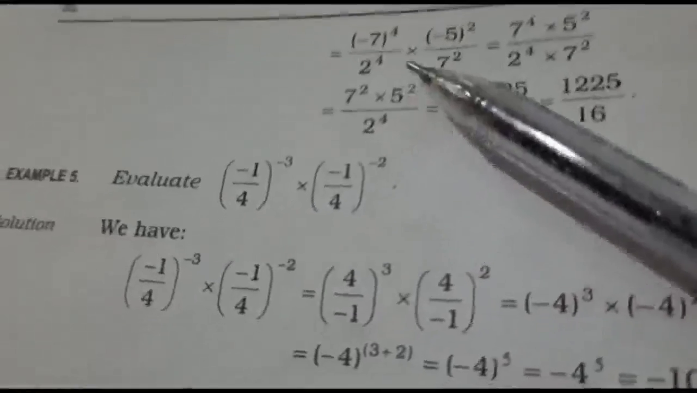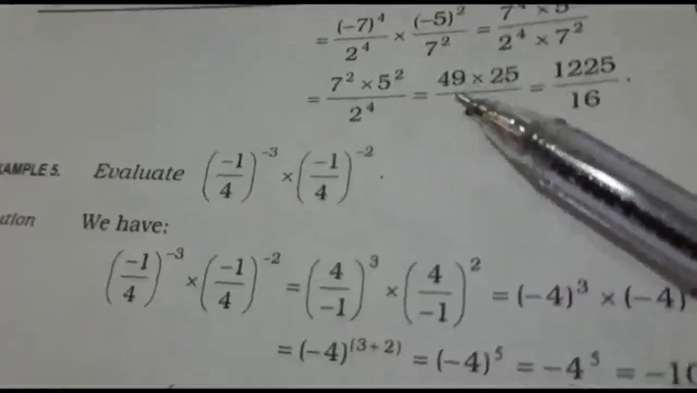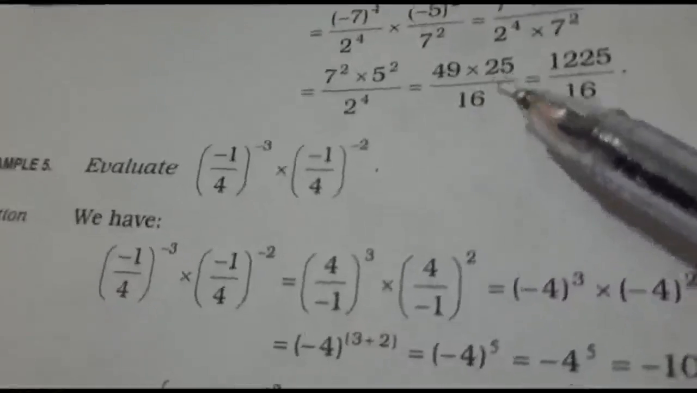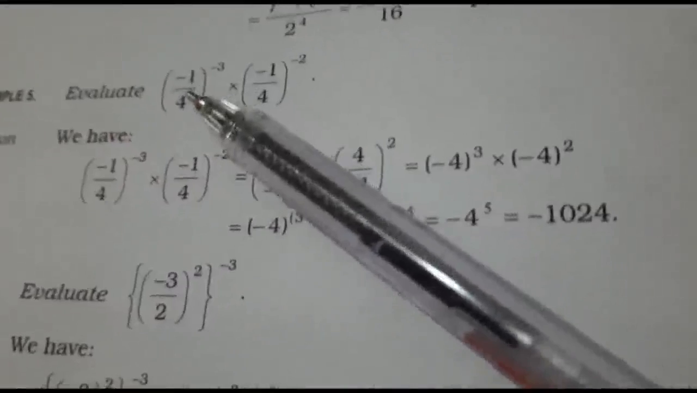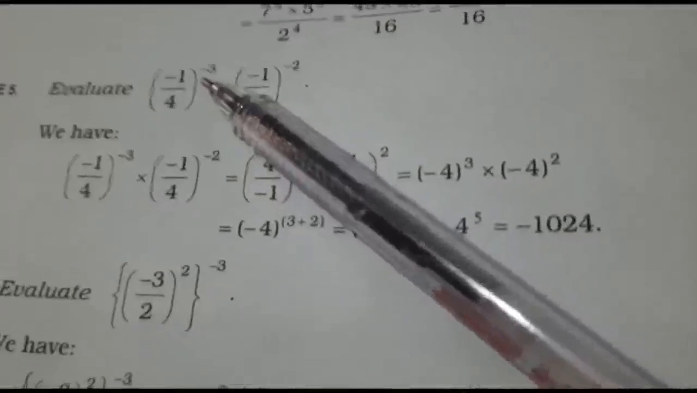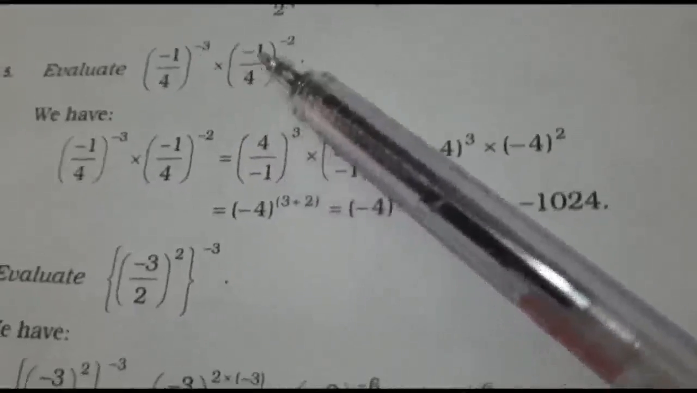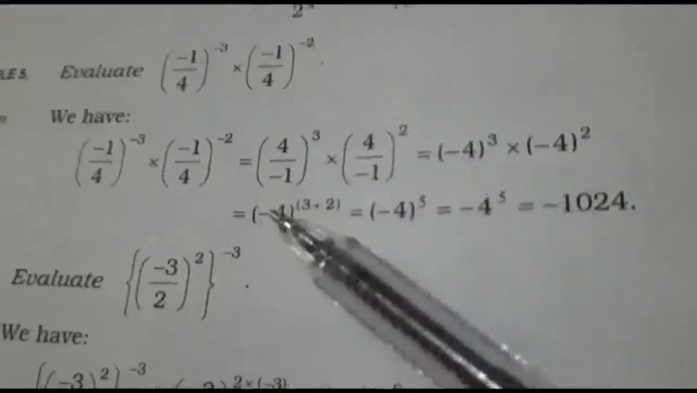into 5 raised to the power 2 upon 2 raised to the power 4. That is equal to 49 into 25 upon 60. Question number 5 again, evaluate. Now just see, bases are the same. Minus 1 upon 4 raised to the power minus 3 into minus 1 upon 4 raised to the power minus 2. Okay, what do we do?